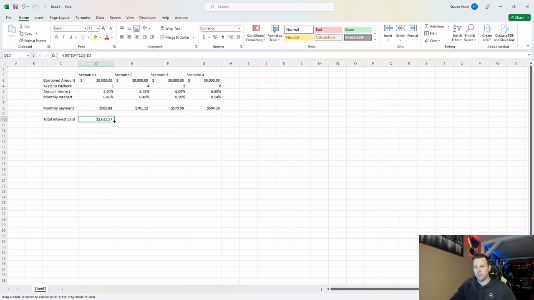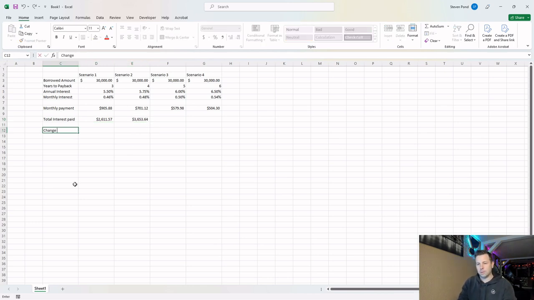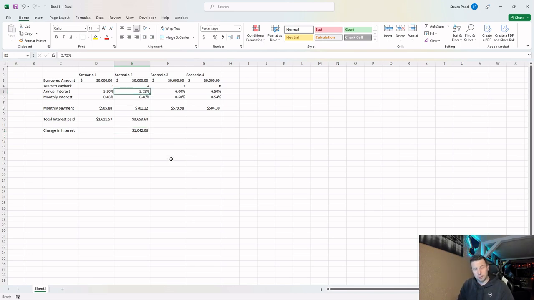So we'll now just copy this over to scenario 2. We're actually going to be calculating a change along the way too, so let's do that also. So change in interest. Now from scenario 2 to scenario 1, we only added 1 more year of payback and only 0.25% of interest, annually, not even monthly, 0.25% annually. We're going to pay another $1,000 of interest in 1 more year, right? That's quite a bit of money. Now let's keep going with this.